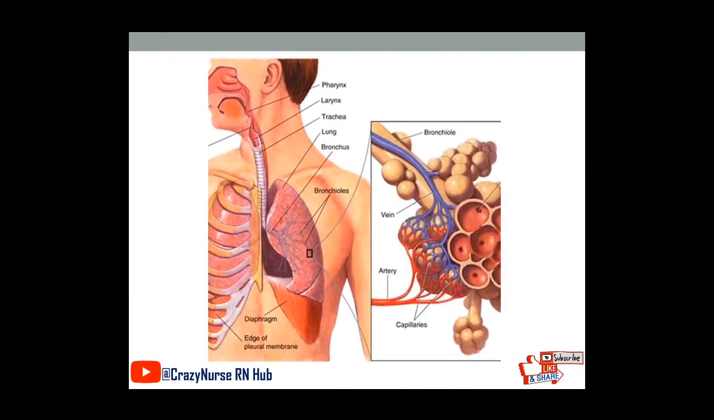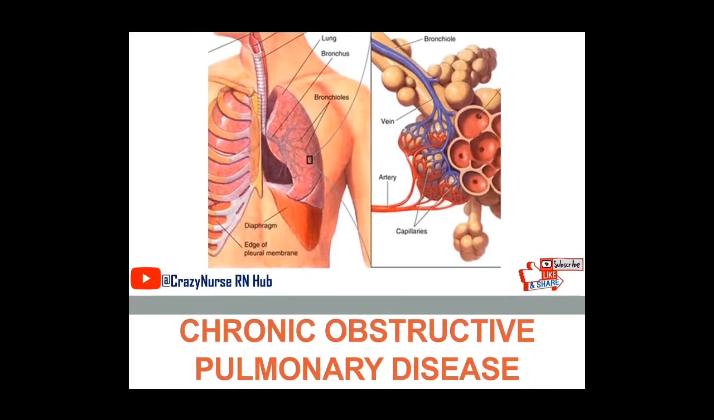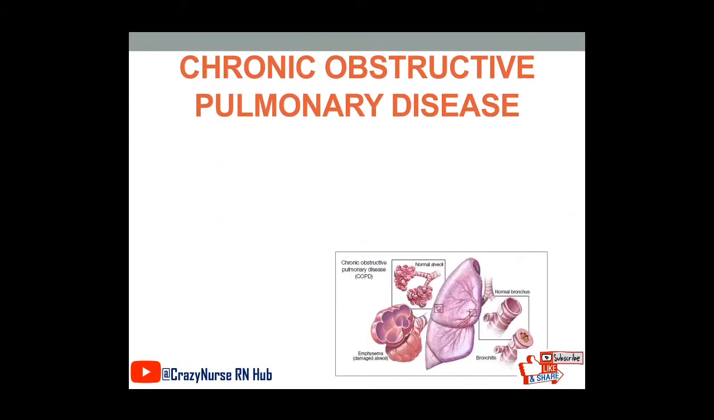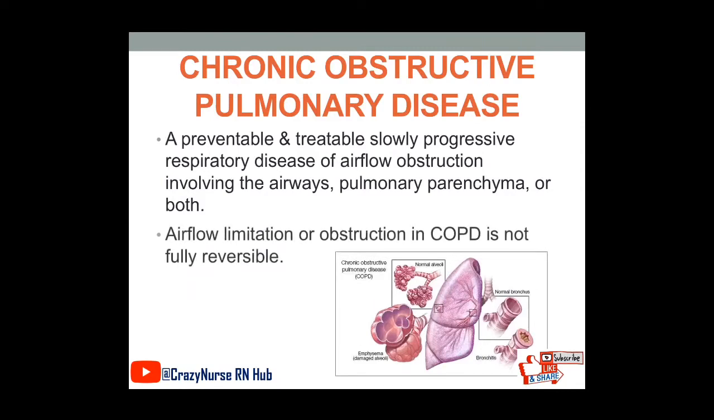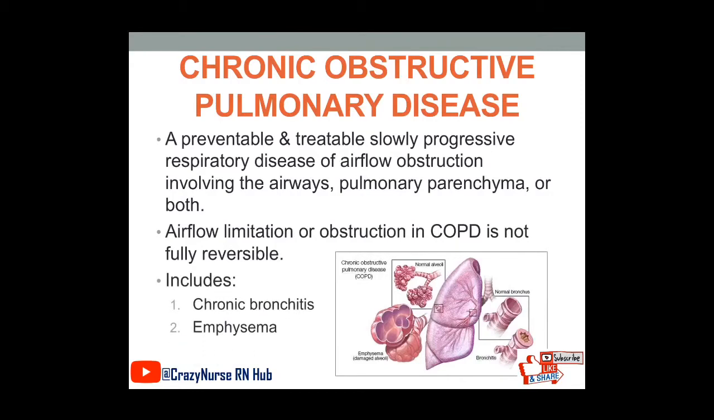As your reference to the respiratory system structures, I am showing you this image. Now let's proceed to chronic obstructive pulmonary disease. It is a preventable and treatable, slowly progressive respiratory disease of airflow obstruction involving the airways, pulmonary parenchyma, or both. Airflow limitation or obstruction in COPD is not fully reversible. It includes chronic bronchitis and emphysema.